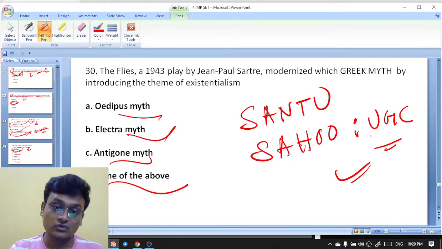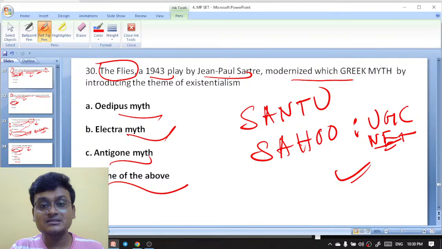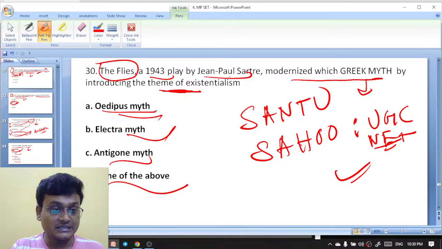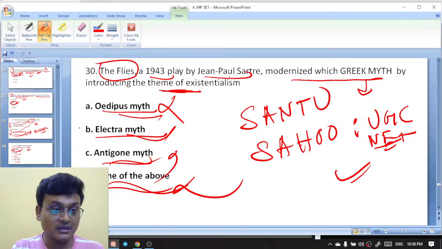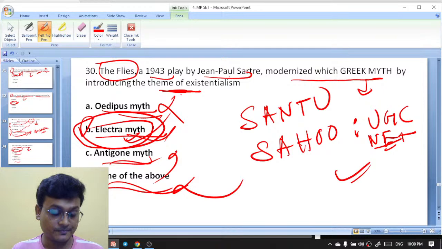And what would be the right answer here? The Fly is a famous work by John Fulcher, published in 1943. It modernized which Greek myth by introducing the theme of existentialism? Oedipus myth, Electra myth, Antigone myth, none of the above. So here it is B, the Electra myth.